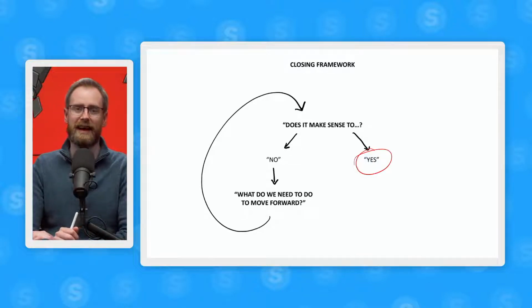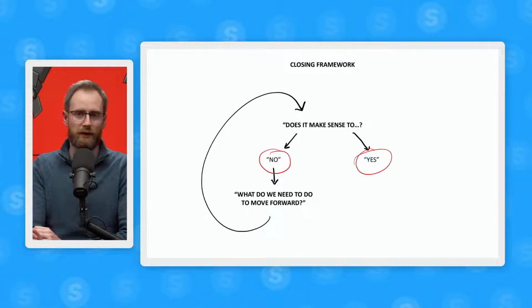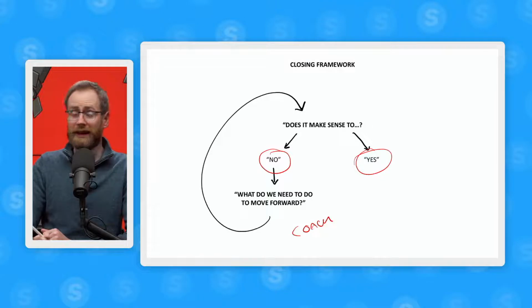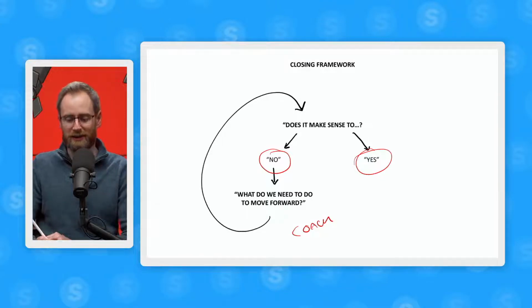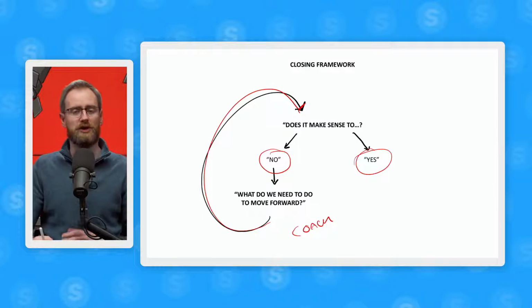The buyer says yes, you move forward. If they say no, you just ask, well, what do we need to do to move forward? What does it make sense to do? And the buyer will coach you. They will literally coach you on what you need to do to move forward. And you go back around this feedback loop and you ask the question again: does it make sense to close the deal now? Does it make sense for me to send over the paperwork?